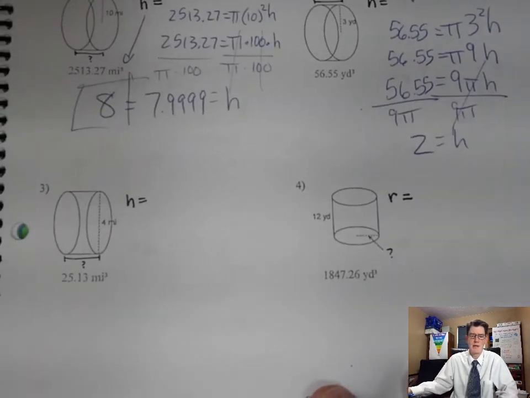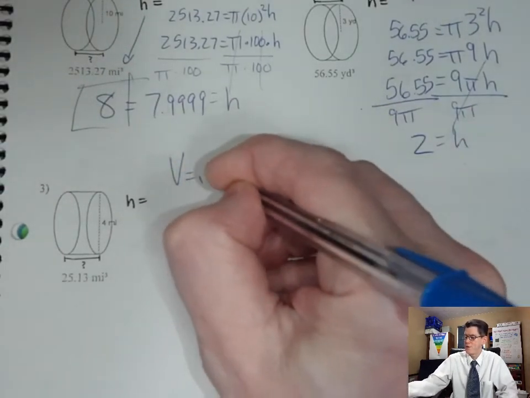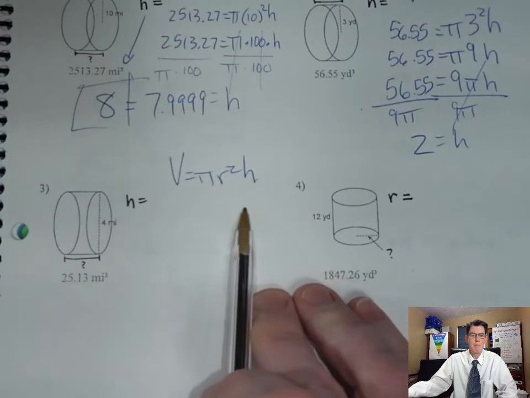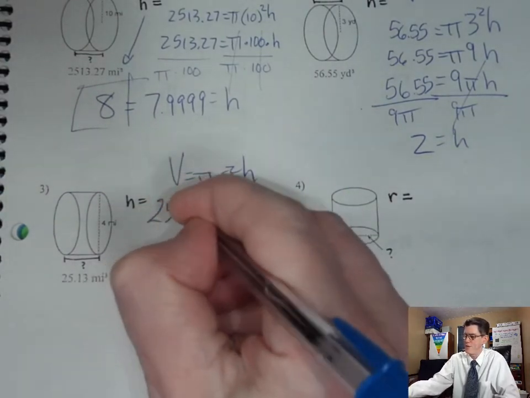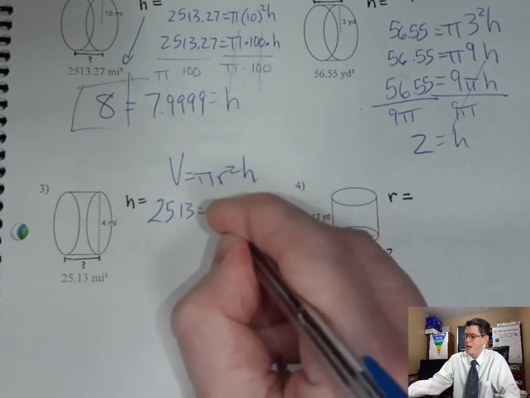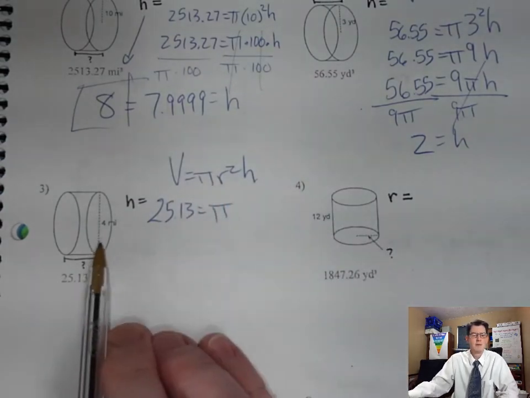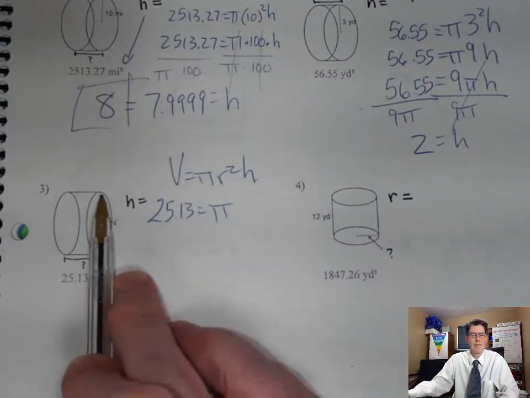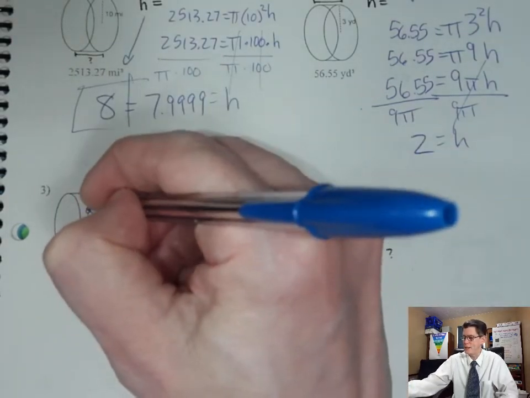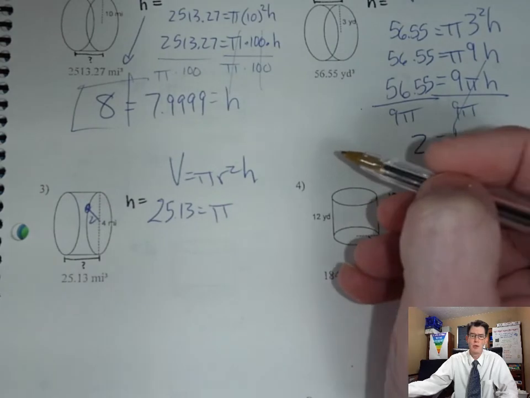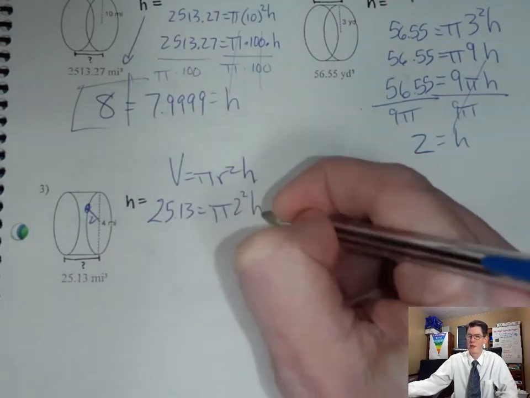Number 3, there's an attempt to confuse you here because volume, of course, is pi r squared h. This is going to be burned into your brain by the time you're done. So the 25.13 is pi times the radius. Be careful. The radius here, that's the diameter. 4 is the diameter. The radius is half of that. So the radius off the side here would be just 2. So it's 2 squared times the height.